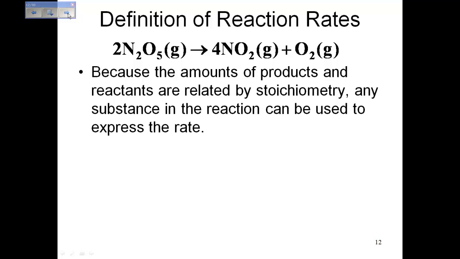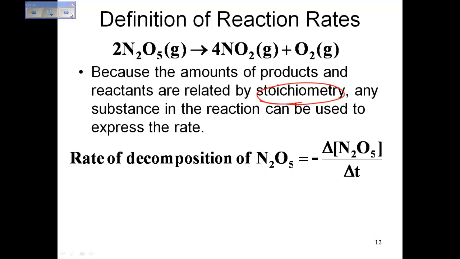Because the amounts of products and reactants are related by stoichiometry, based on mole-to-mole ratios, any substance in the reaction can be used to express the rate. So instead of going by the formation of oxygen rate, I could go by dinitrogen pentoxide if I wanted, which would be your change in concentration of your N2O5 over your change in time. However, since it's a reactant, I'm going to have to put a negative sign here to get my signs correct, because my change in concentration is going to be a negative value. So I need a negative to make it a positive value.